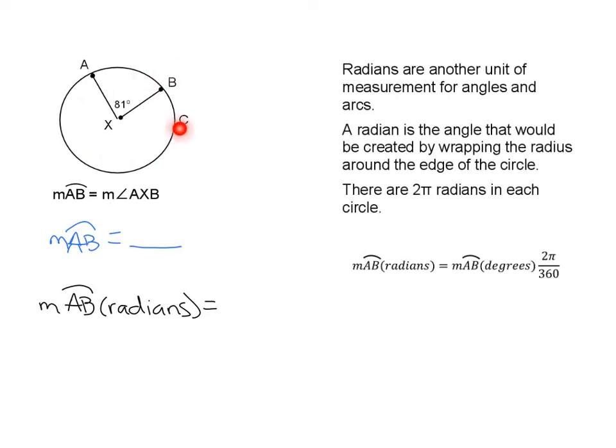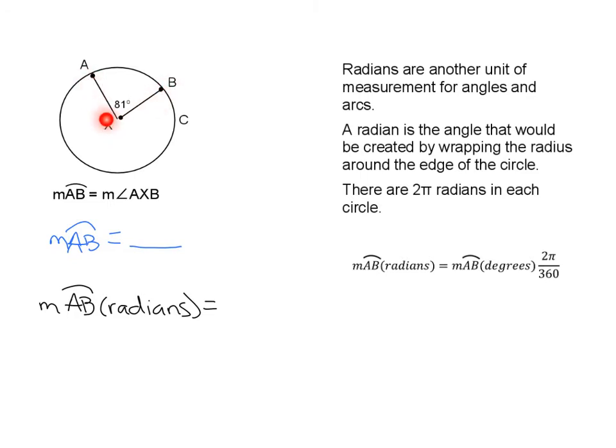And the last concept that I want to talk about today is the measurement of radians. We have degrees and radians. You guys have seen that before in our calculators. Radians are another unit of measurement for angles and arcs. A radian is the angle that would be created by wrapping the radius around the edge of a circle. There are 2 pi radians in each circle. So, to get the measurement of an arc in radians, all you have to do is take the measurement of the arc in degrees and multiply it by 2 pi divided by 360.